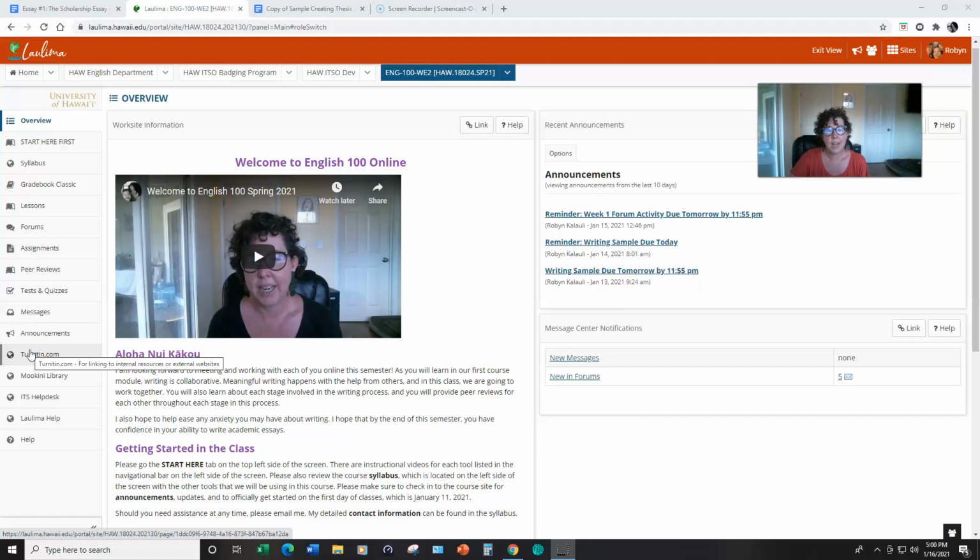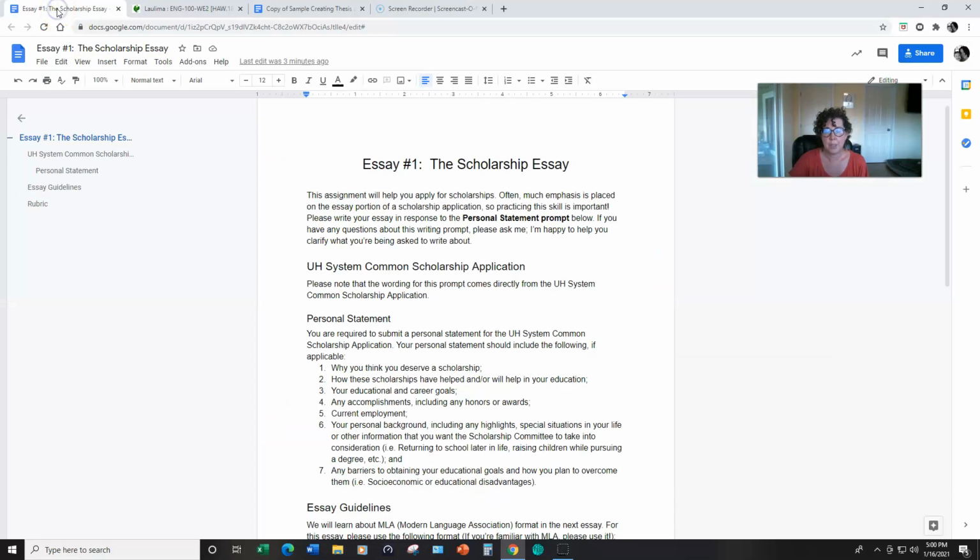Let's go ahead and talk about the first essay assignment. So column I did revise this essay. I removed the additional 2 essay prompts, and I'm asking everyone to only please write a personal statement. For the UH Common application, everyone has to write a personal statement. This wording comes directly from the UH System Common Scholarship application for the personal statement.